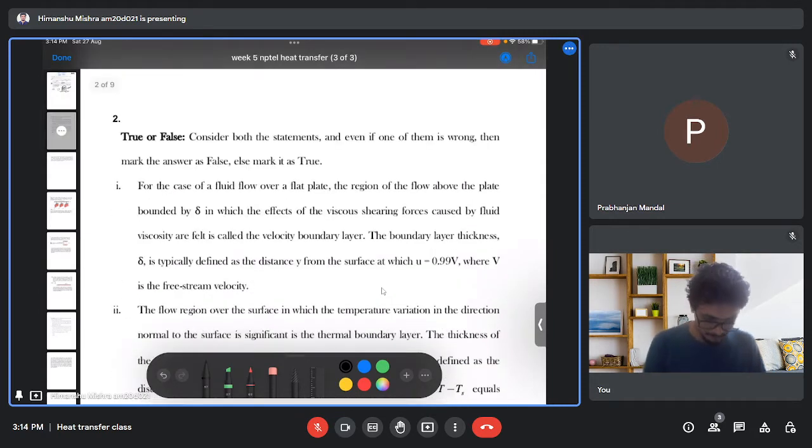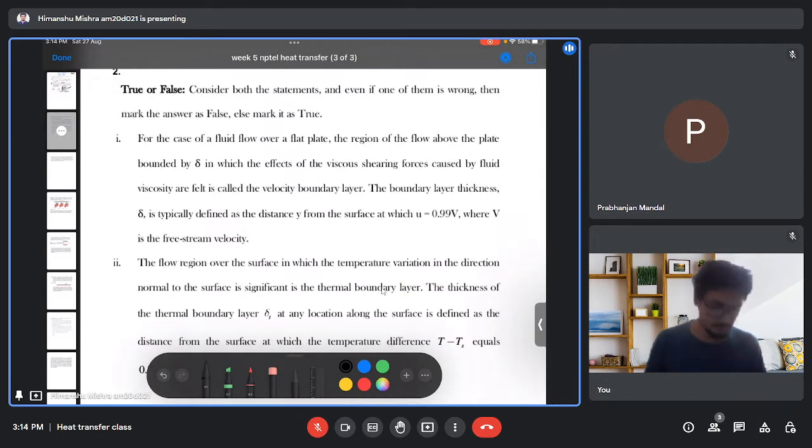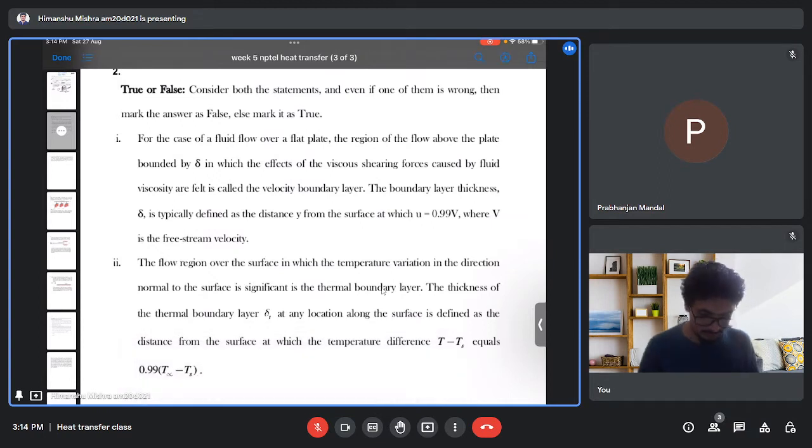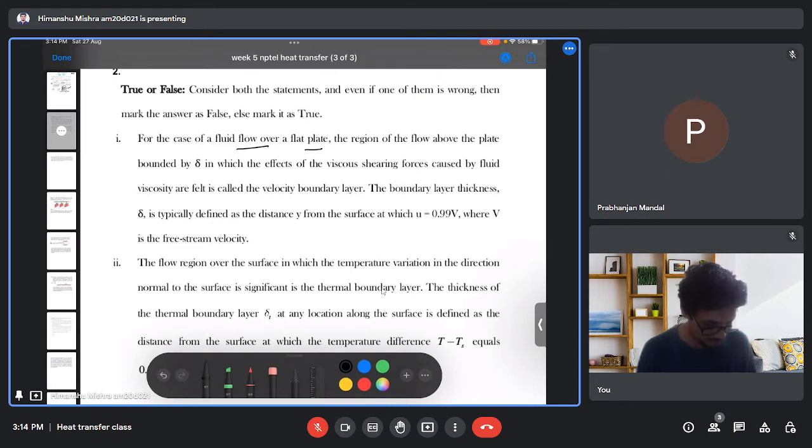So let's move to the second question. The first statement says that for the case of fluid flow over the flat plate, the region of the flow above the plate bounded by delta in which the effects of viscous shearing caused by the fluid viscosity are felt is called the velocity boundary layer. The boundary layer thickness delta is typically defined as the distance from the surface at which u is 0.99 V. V is the free stream velocity.